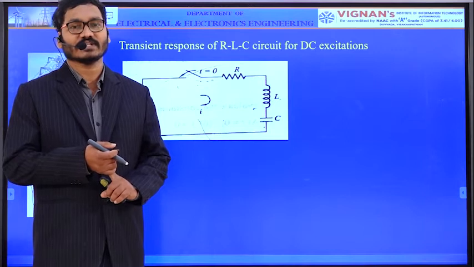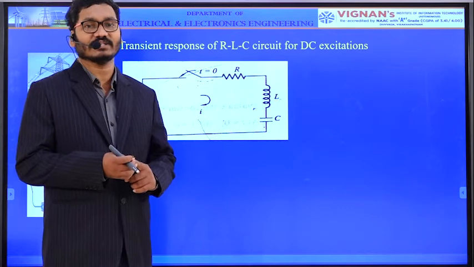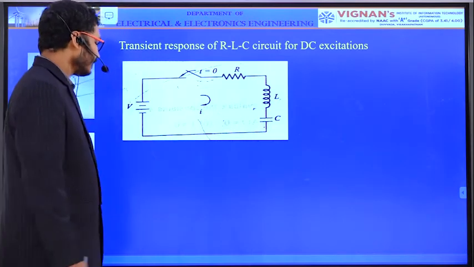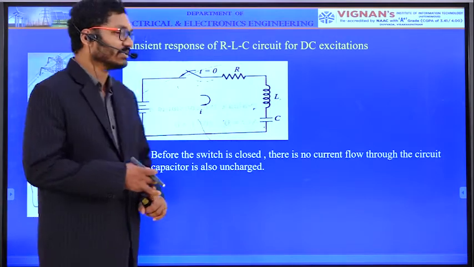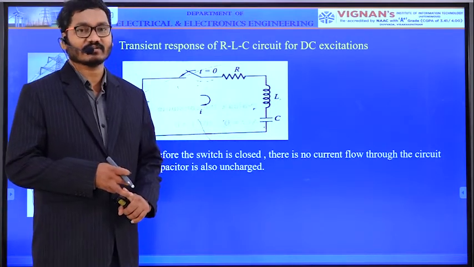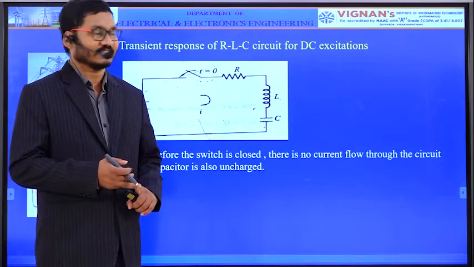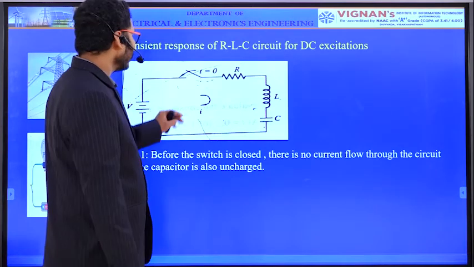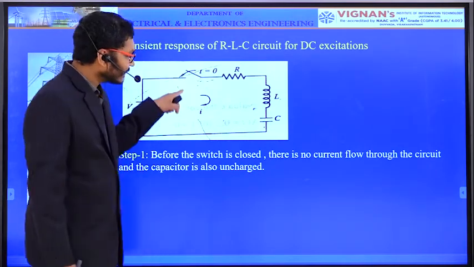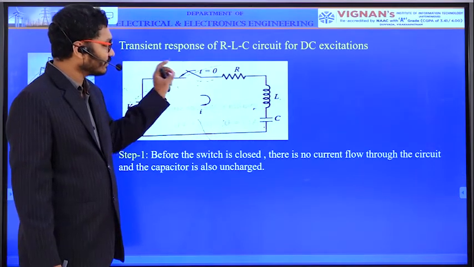First you have to find the initial conditions. For any given circuit, step 1 is to find the initial conditions. Initial conditions means we find them at t equals 0 minus, and later at t equals 0 plus. The switch is closing at t equals 0.